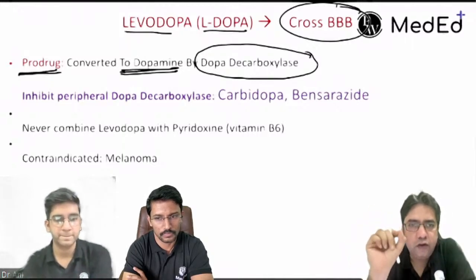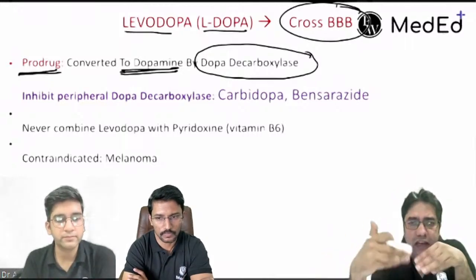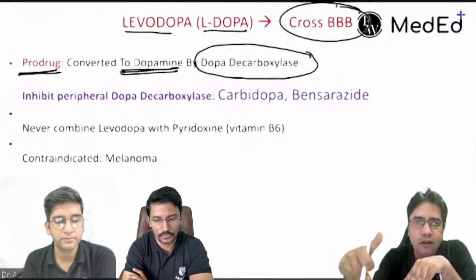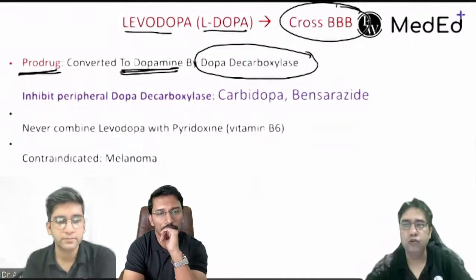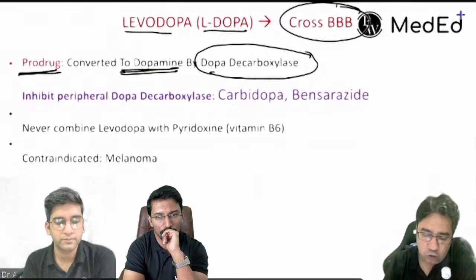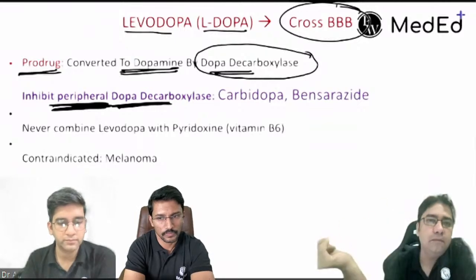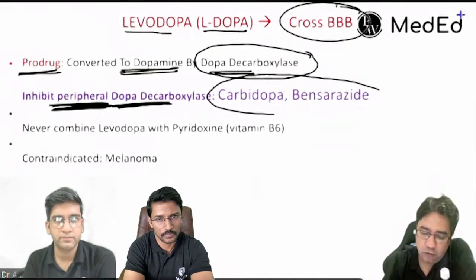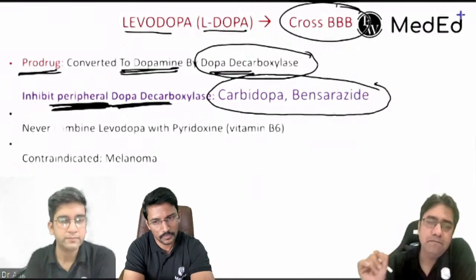Now, don't you think dopamine is also produced outside the brain? So don't you think this levodopa can produce dopamine in the peripheral organs or outside the brain? Do you want that? Just tell me, do you want levodopa to be converted into dopamine outside the brain? The answer is no. Hence, we inhibit this dopa decarboxylase enzyme in the periphery, so that levodopa should not be converted into dopamine outside the brain. And that is why the peripheral dopa decarboxylase inhibitor drugs are carbidopa, the most commonly used, and benserazide.